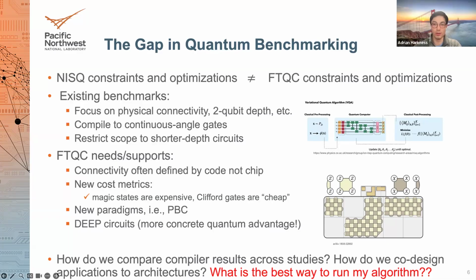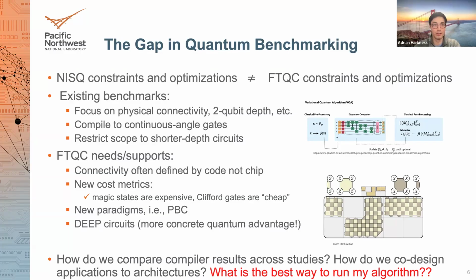And also, we're very often only restricting ourselves to focusing on bounded depth circuits, which makes sense for NISQ again, but we know we have algorithms and applications with a stronger case for quantum advantage that we are certainly interested in benchmarking for fault-tolerant architectures. So here I just have a Google image of a variational algorithm, which I'm sure we're all familiar with. But this is the kind of thing that very much belongs in a NISQ era benchmark suite and not at all in a fault tolerant benchmark suite.